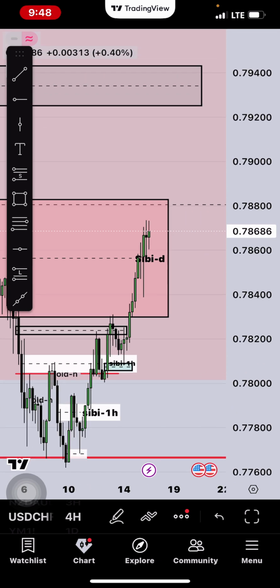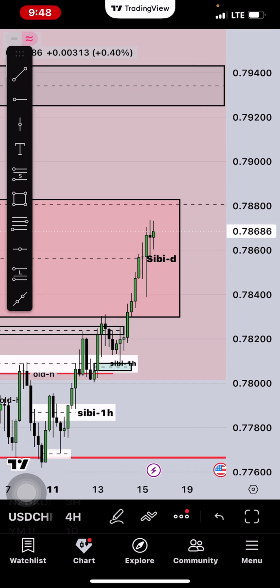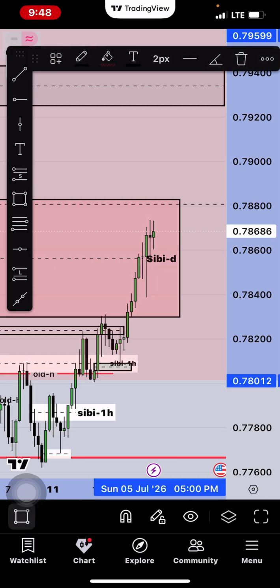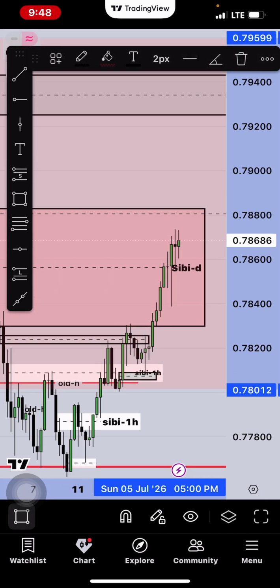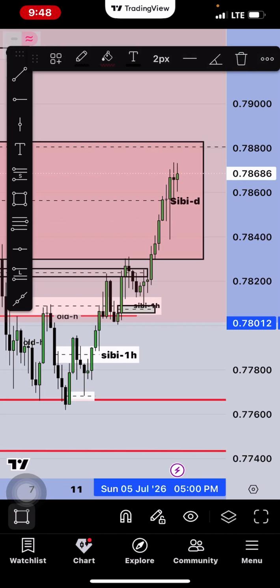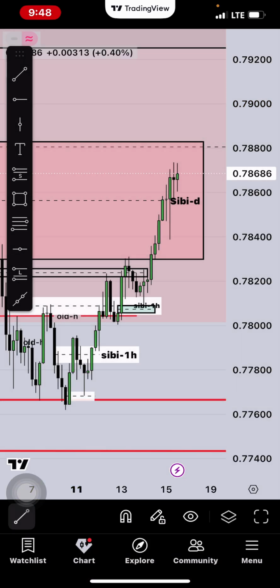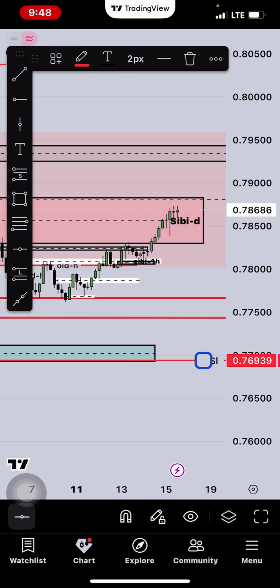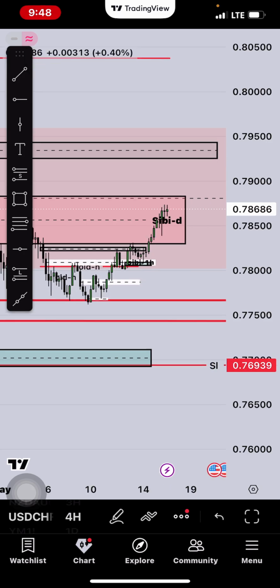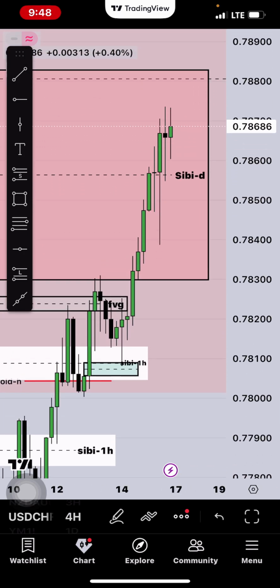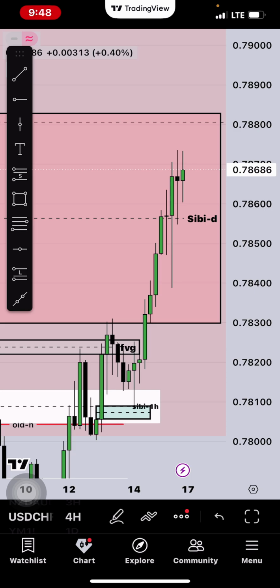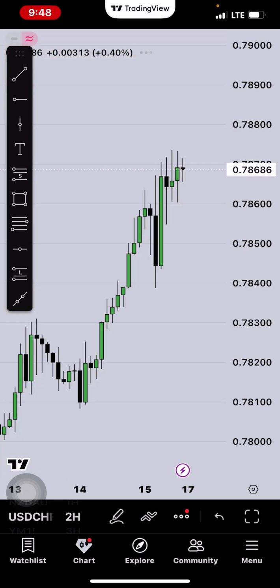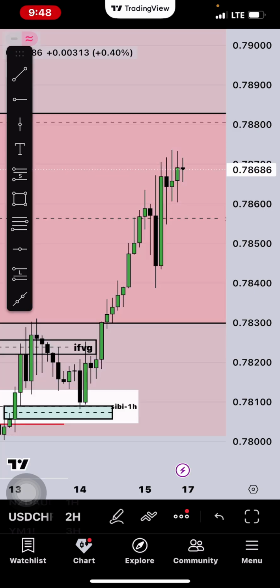Move past it a little, then touch this OB here from the daily chart. So you touch the OB. One will look at it and be like, how does this, I mean, is this what the algo is doing.